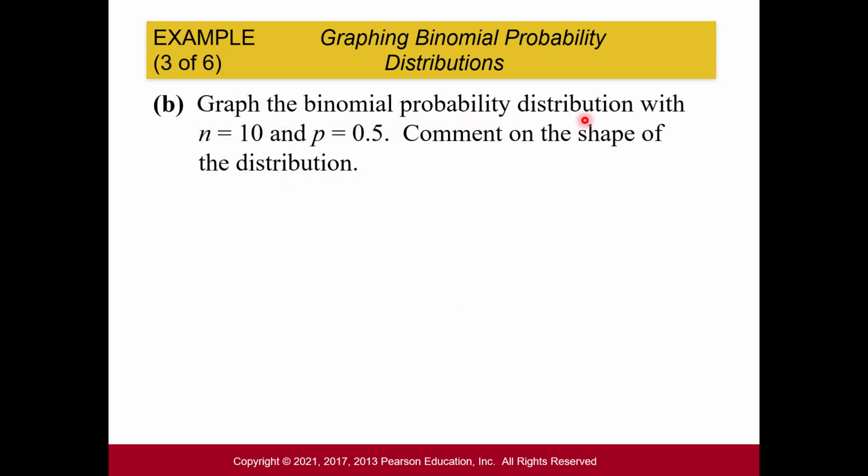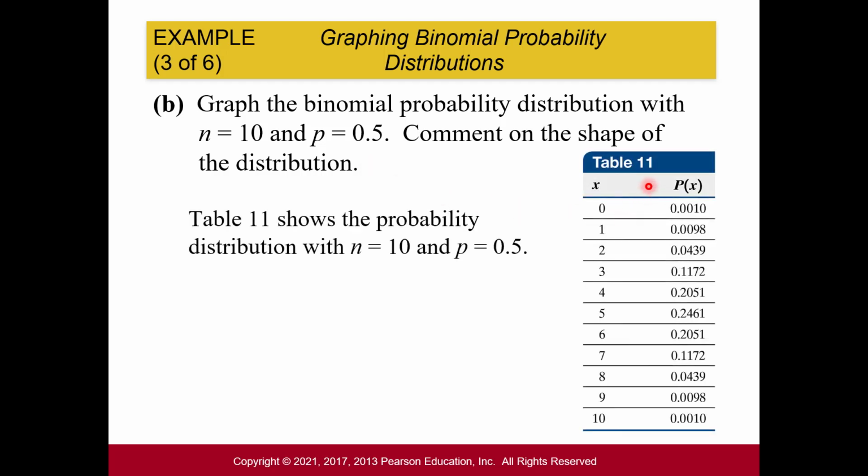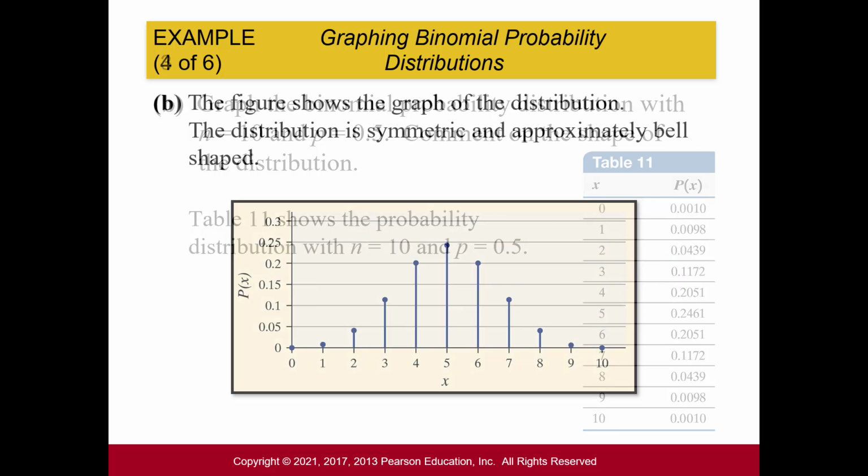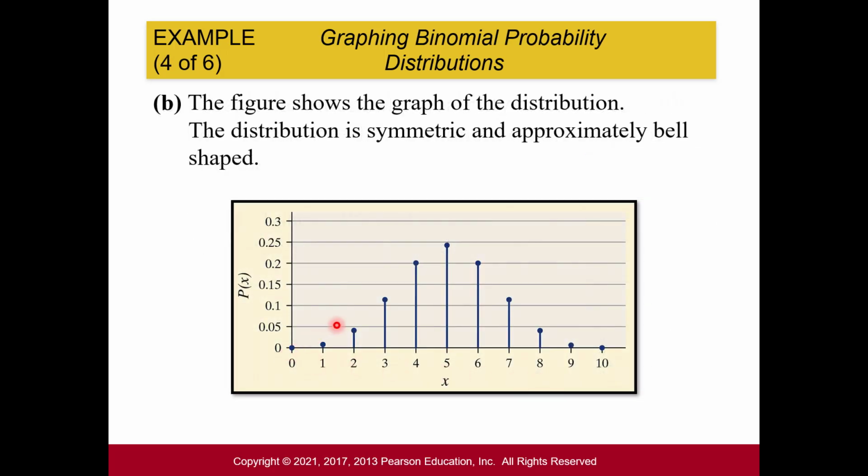Graph the binomial probability distribution. N is still 10, but this time the probability of success is 0.5, 50%. And then comment on the shape of the distribution. So you can create your probability distribution table the same way we did in StatCrunch. You can use your table, you can do it by hand, or you can use a calculator, lots of different ways, and you will get this probability distribution table, and then we can graph it, and we get this nice symmetric distribution. Okay, so it's approximately bell-shaped. Remember that? The bell-shaped looks like this, symmetry is going on.